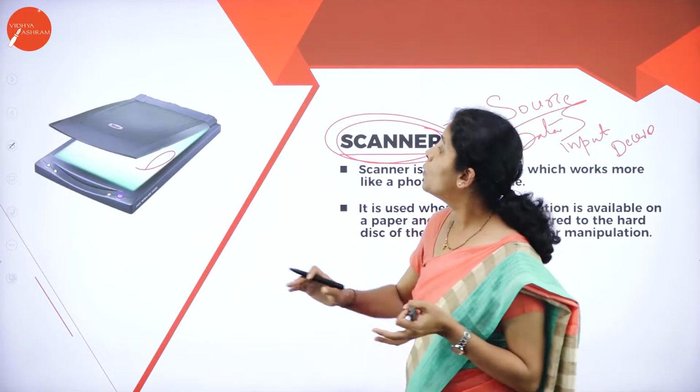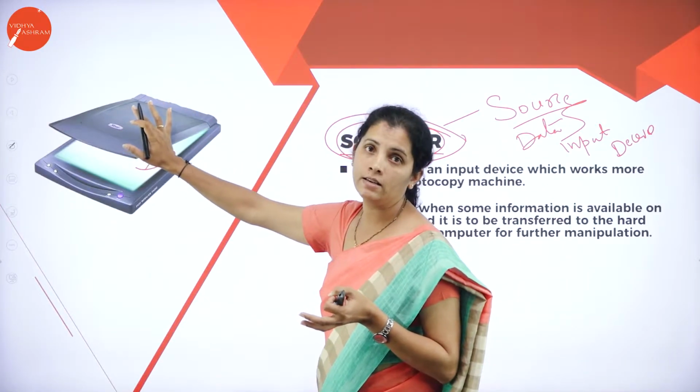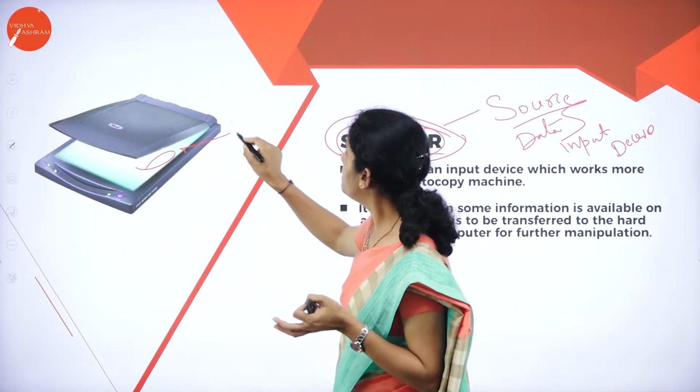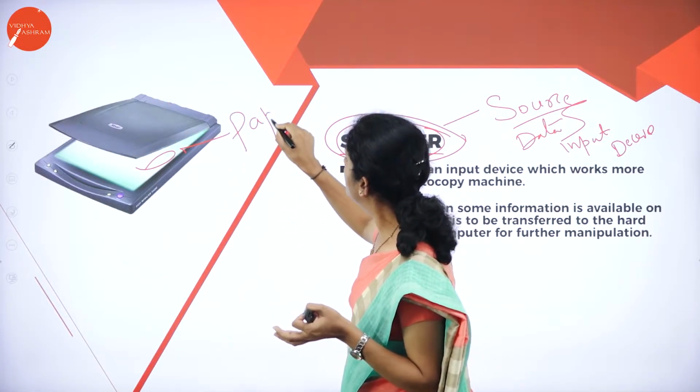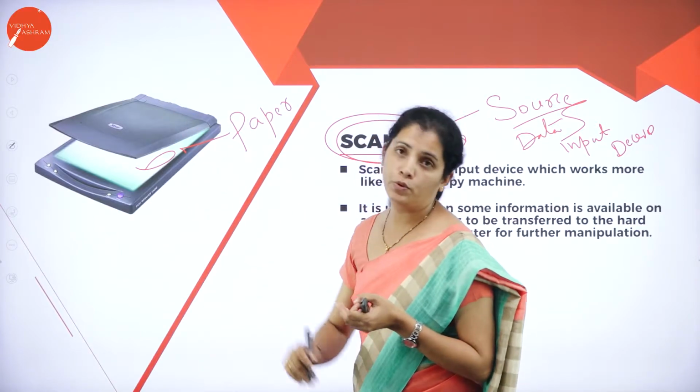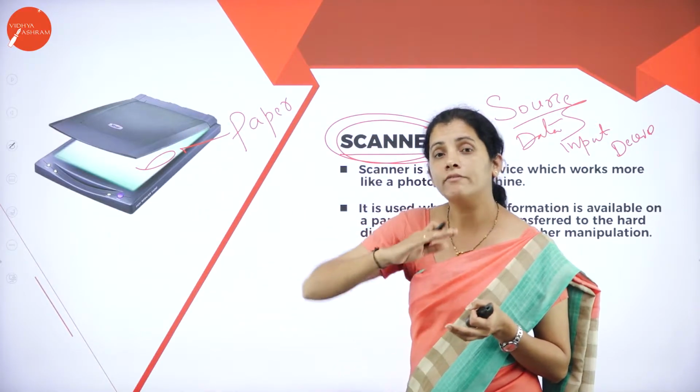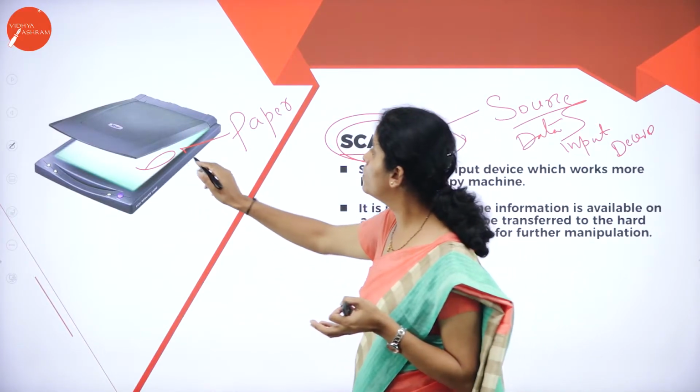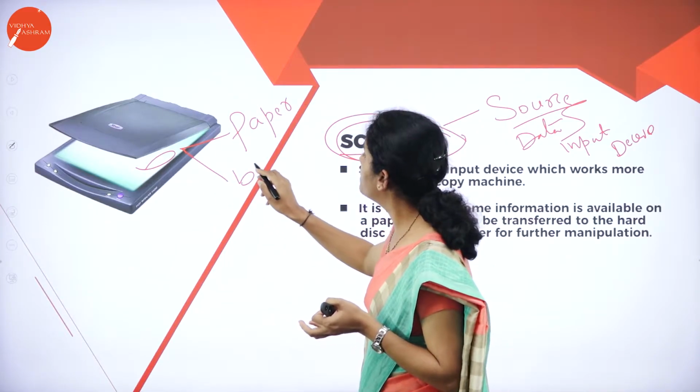I repeat, what's the input for this scanner? That is nothing but the paper. Then what is the output I'm going to get? That means after scanning the paper, I'm going to get a bitmap image.